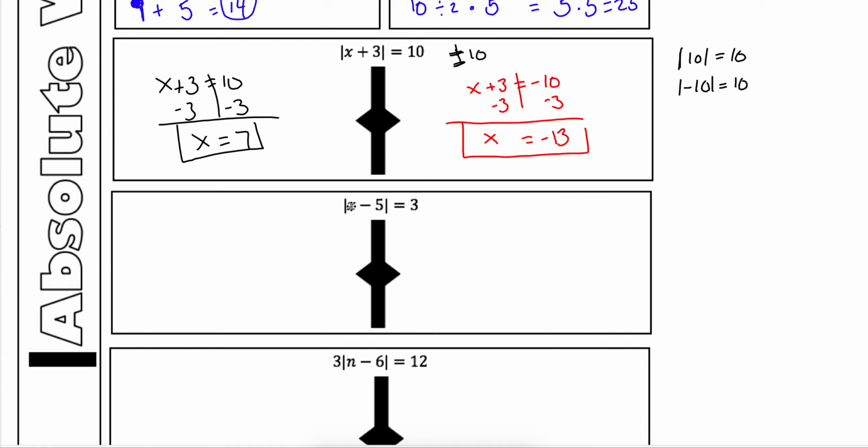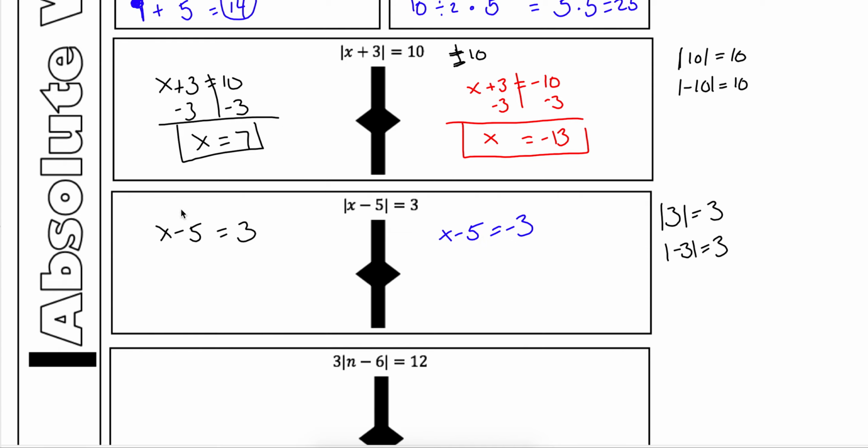Same thing here. We want x minus 5 to equal 3. The absolute value of 3 is 3. The absolute value of negative 3 also equals 3. So we want x minus 5 to equal 3, or x minus 5 to equal negative 3.